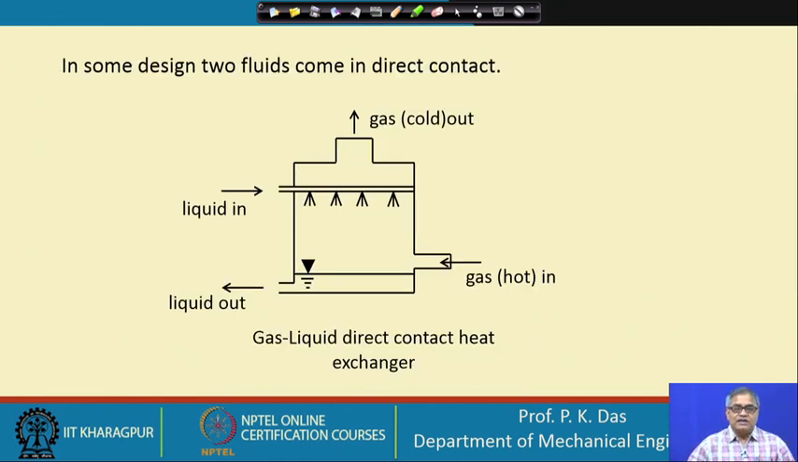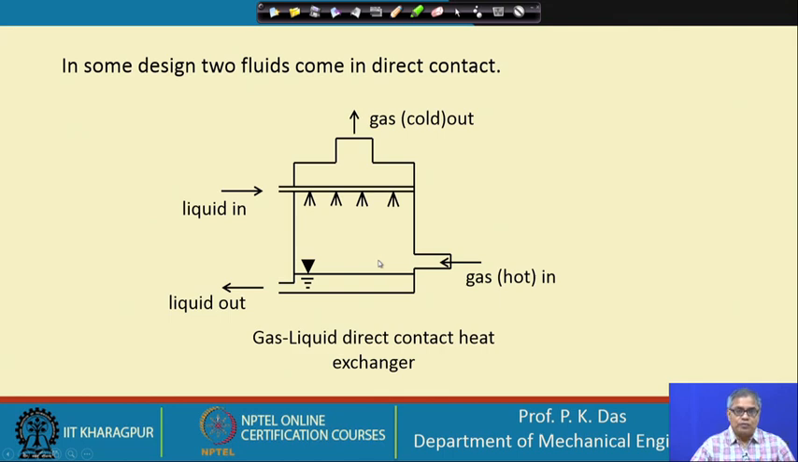In this heat exchanger, we have two fluids, one is gas. Let us say we want to cool a hot gas. So, the hot gas comes in, and then a liquid at a lower temperature, let us say water. We are sprinkling water in the hot gas, so the hot gas can be cooled.